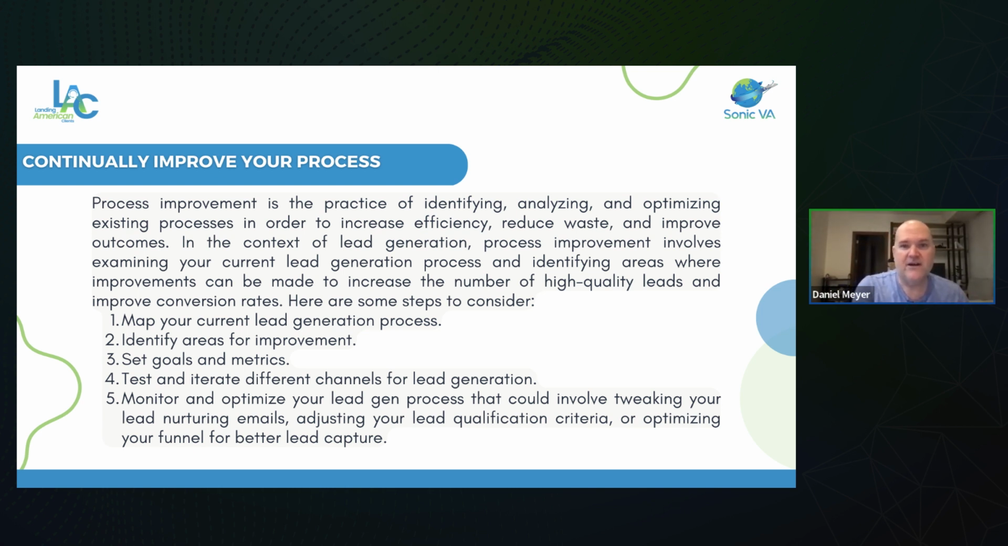You can learn to do very simple lead generation, but do it influenced by things like Six Sigma or Lean Sigma that are process improvement things. The goal involves examining your current lead generation process and identifying areas where improvements can be made to increase the number of high quality leads and improve conversion rates.